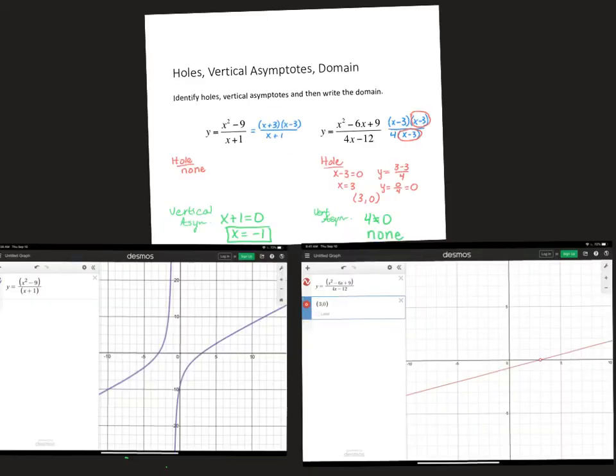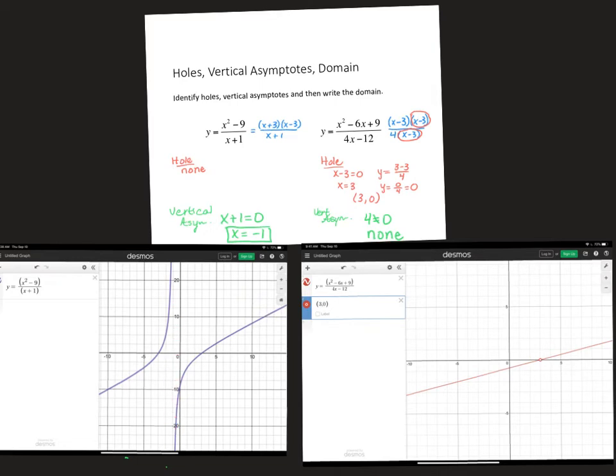Okay, when inspecting our graphs, the first function doesn't have a hole in it, but it does have a vertical asymptote here at x equals -1. So that's where that graph is splitting. As x approaches -1 from the left side, it's going to infinity. As x approaches -1 from the right side, it's going down to -infinity. So again, vertical asymptote here at -1.